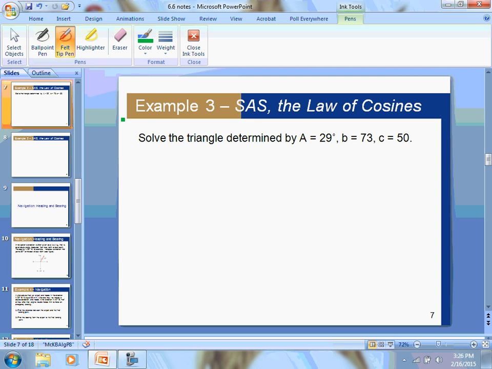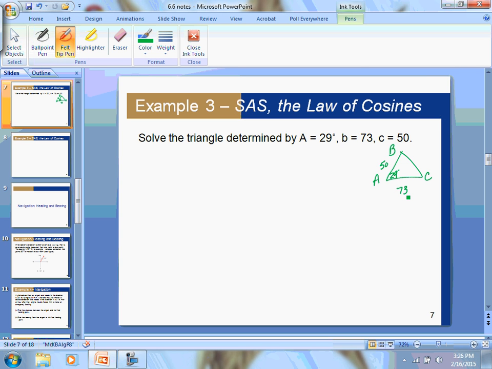So we're going to solve the triangle that has angle A, 29 degrees, side B, 73, and side C, 50. Now this time we don't have a picture, so if you want to draw a triangle and label it ABC, it doesn't have to be drawn to scale. We just need to put that information in some kind of visual picture for us. Okay, but notice we've got a side and an angle and a side.